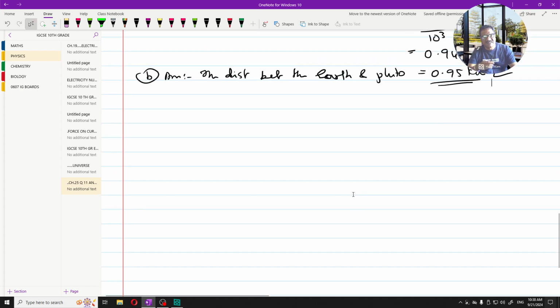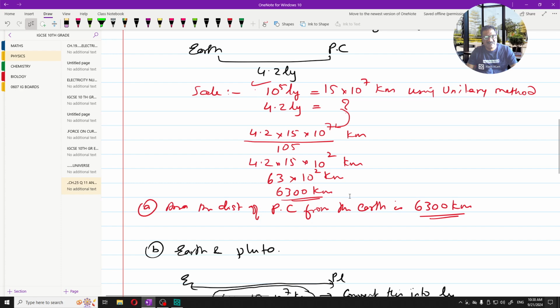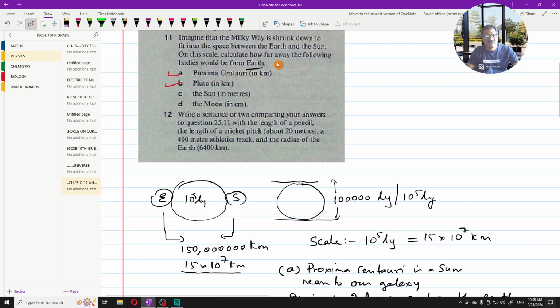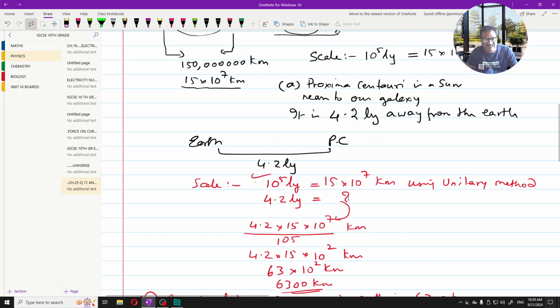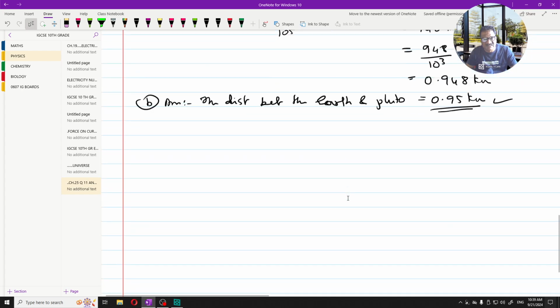Let us go for C. Now let us see what the C question is first. The C question says that you have to find out the distance of the sun from the earth, but this time you have to find out the distance in meters. What you have to do is find the distance of the sun from the earth in meters, right? So this is what we will be doing in question number C. So let us do that. This time you have to find the distance in meters.